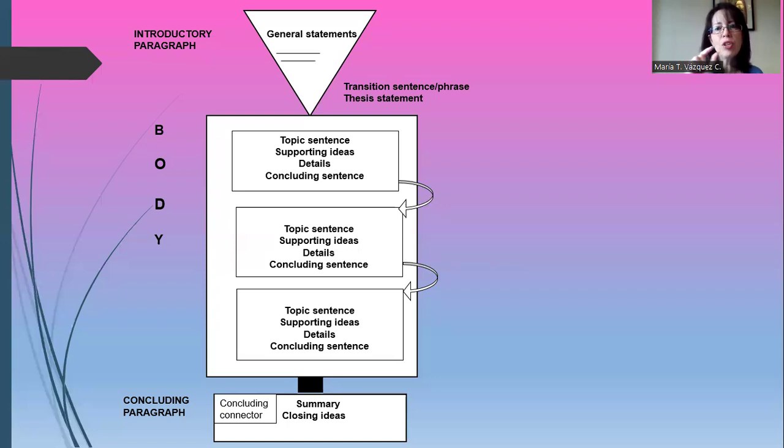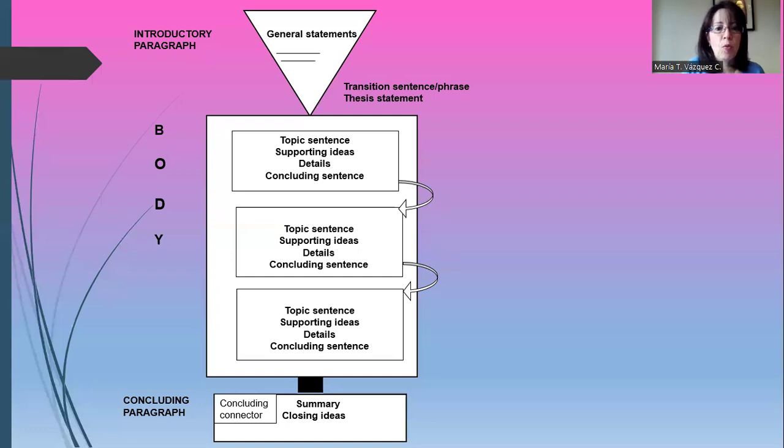There should be a transition sentence that leads you from the general ideas to the last sentence of the paragraph, which is called the thesis statement. That is like a topic sentence for the whole essay. And here, you're going to write the topic of the essay and the controlling idea, what aspects you would develop about that topic, you would explain, you would argue about.